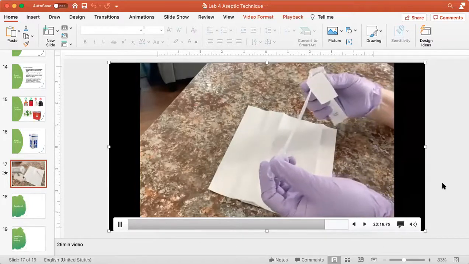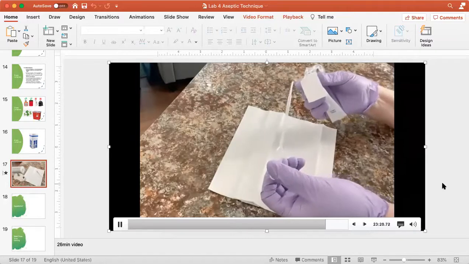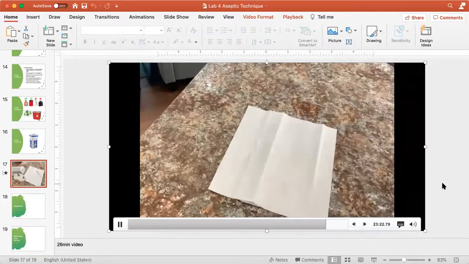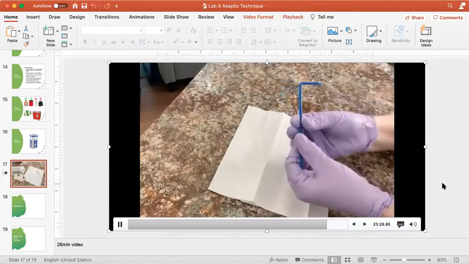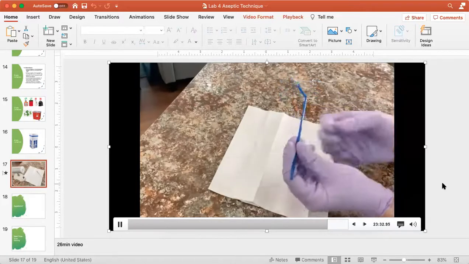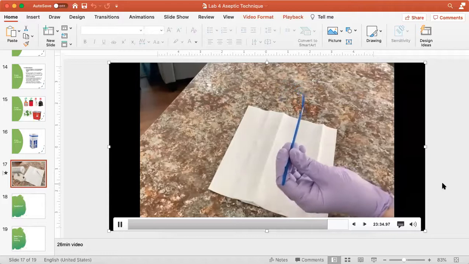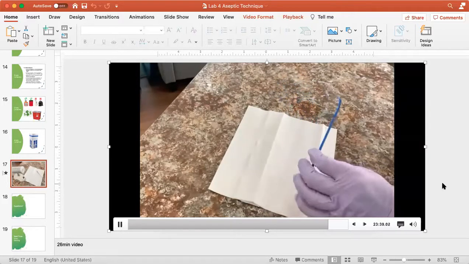Very inexpensive, very widely available, very widely used, these transfer pipettes. Next on the list of tools is one of my favorites. This is called a hockey stick. Now you can buy a reusable glass hockey stick, but this is the disposable variety. Now watch what this stick is going to allow me to do.